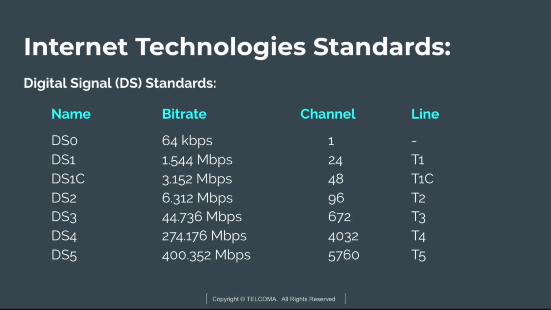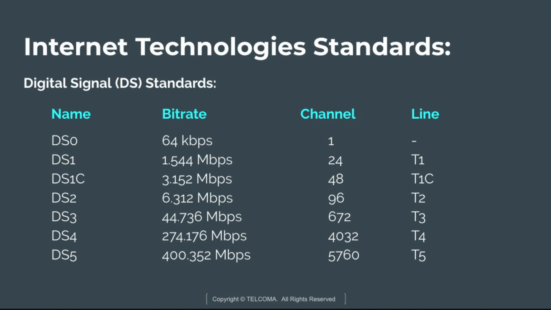Next is the digital circuit, that is the DS standard. Here DS0, DS1, DS1C are the different digital signal standards that provide different bit rates and transmit over different channels. The DS standard specifies how to multiplex multiple phone calls onto a single connection.